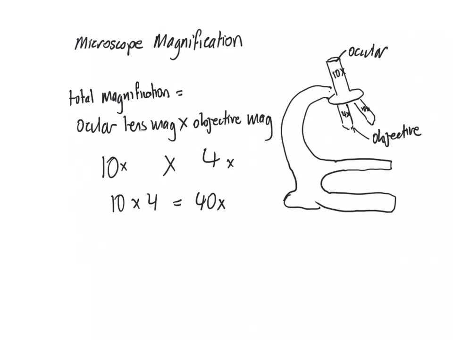Very, very easy. And just one more. If we have a look at this one here, our ocular was still 10 times. Times by the objective, this time it's 10 times. So therefore, our overall magnification is 10 times 10 equals 100 times magnification.